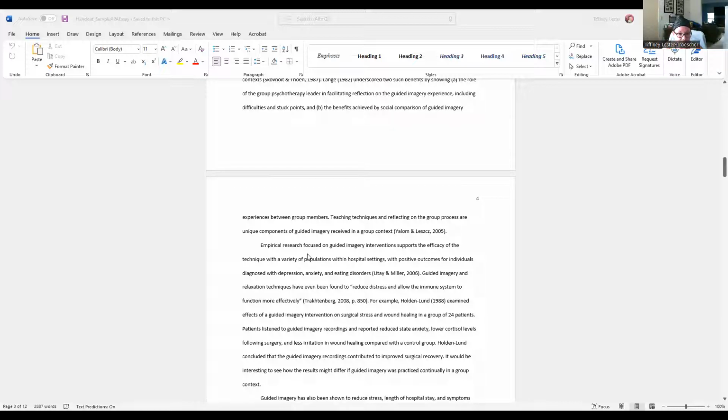But here it is. Empirical research focused on guided imagery intervention supports the efficacy of the technique with a variety of populations within hospital settings, with positive outcomes for individuals diagnosed with depression, anxiety, and eating disorders. That came from this source. Guided imagery and relaxation techniques have been found to, quote, reduce distress and allow the immune system to function more effectively, end quote. Here's our citation.